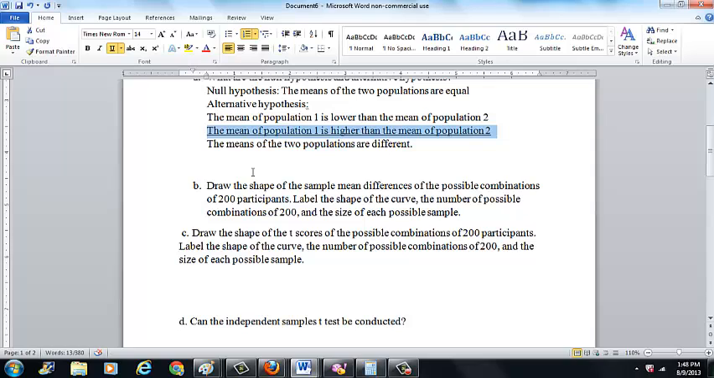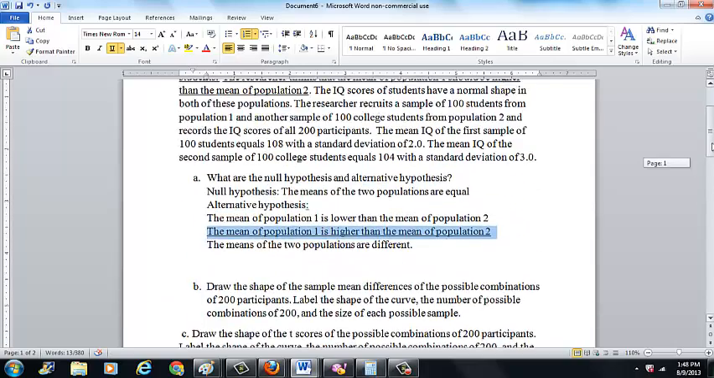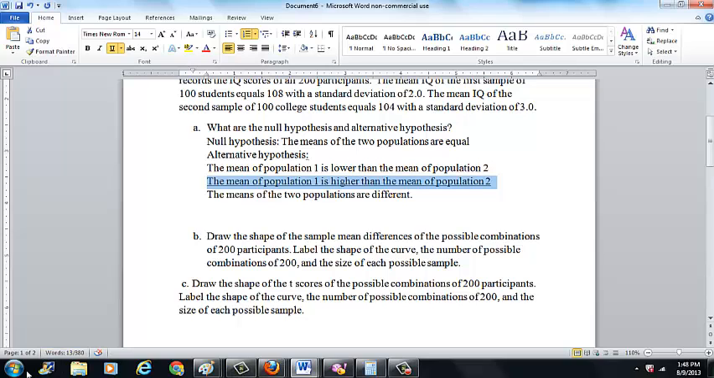Question B says, draw a sketch of the sample mean differences, label the shape of the curve, give the number of possible combinations of 200, and the size of each possible sample. Let's see if we can do that.